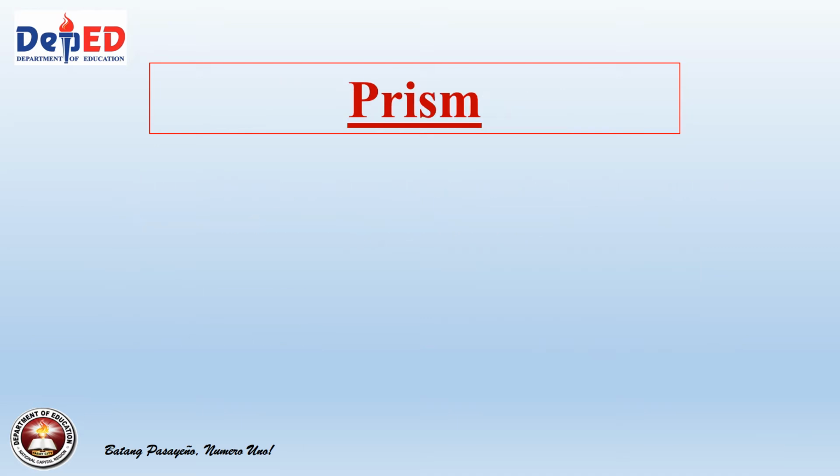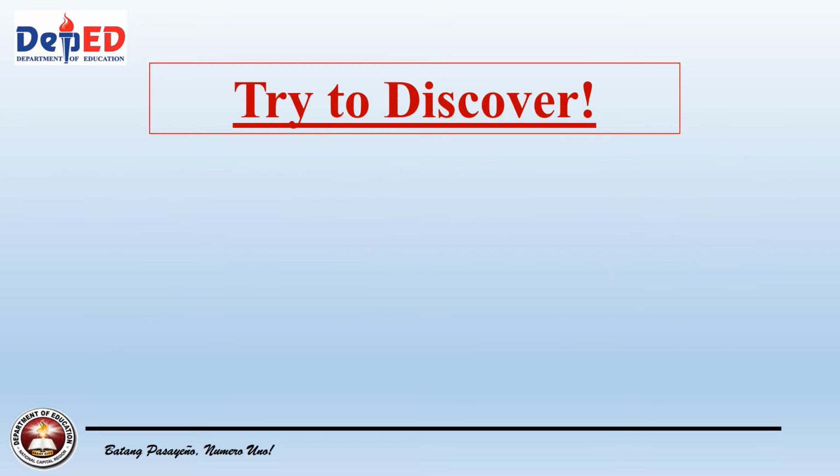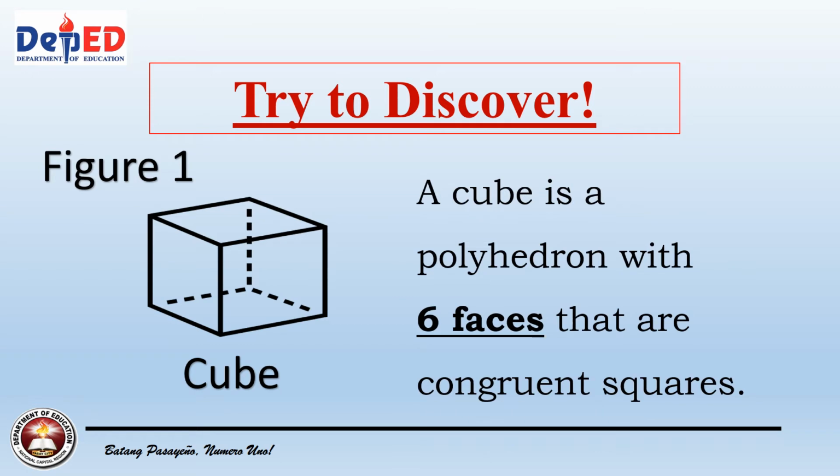A prism is a solid figure with two faces that are both parallel and congruent, while the rest of the faces are rectangles or parallelograms. A prism can be named according to the shape of its base. Try to discover. Figure number 1 shows a cube. A cube is a polyhedron with six faces that are congruent squares.